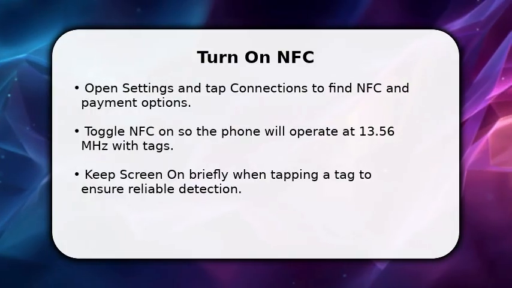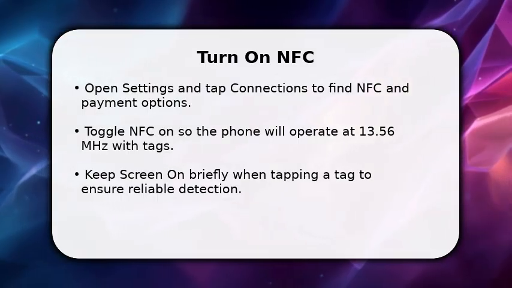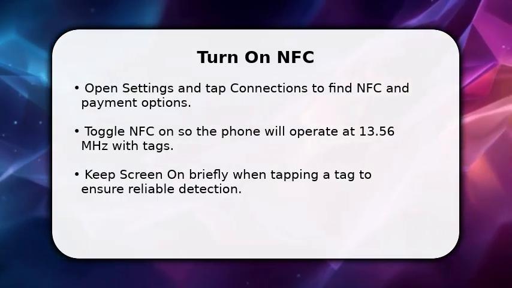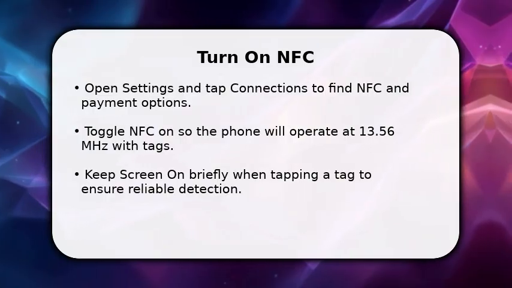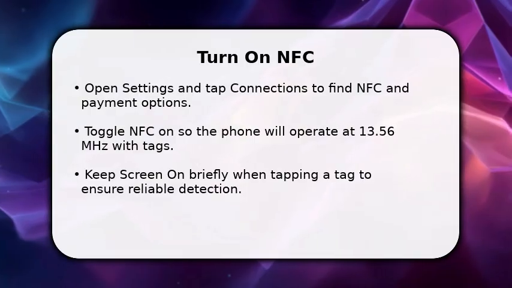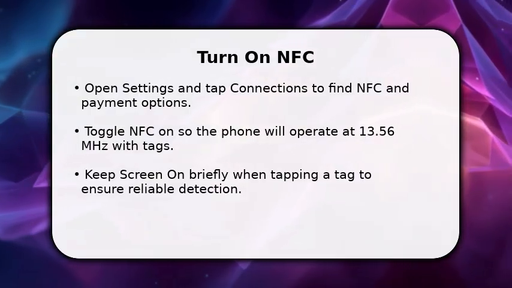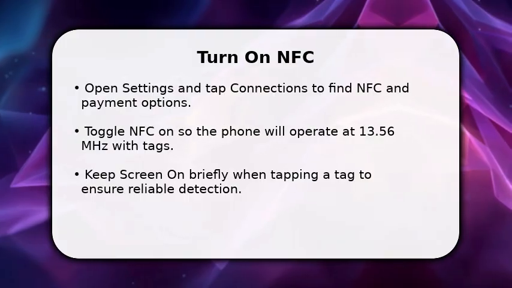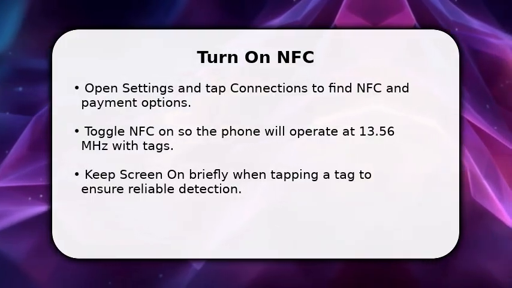Open Settings and tap Connections to find NFC and payment options. The OnePlus Nord 5 places NFC inside Connections for quick access. Toggle NFC on so the phone will operate at 13.56 MHz with tags. You can also enable Nearby Share and contactless payments in the same area.